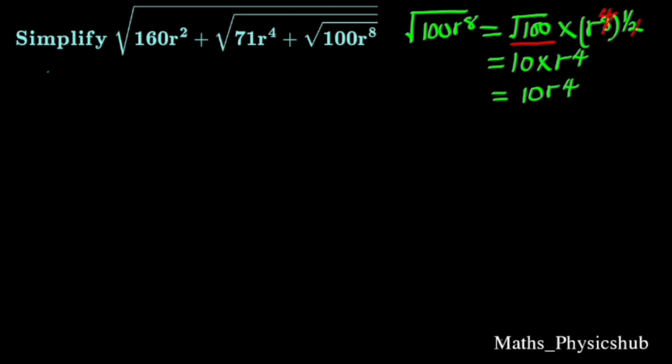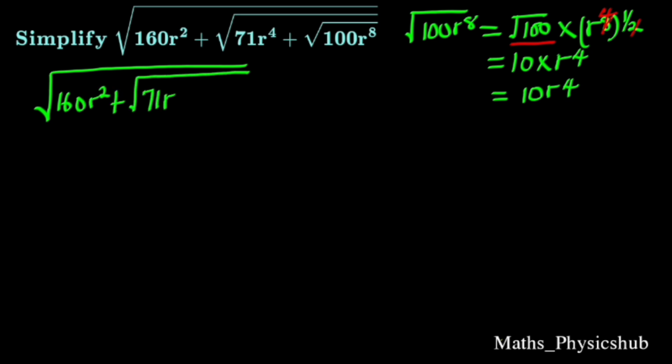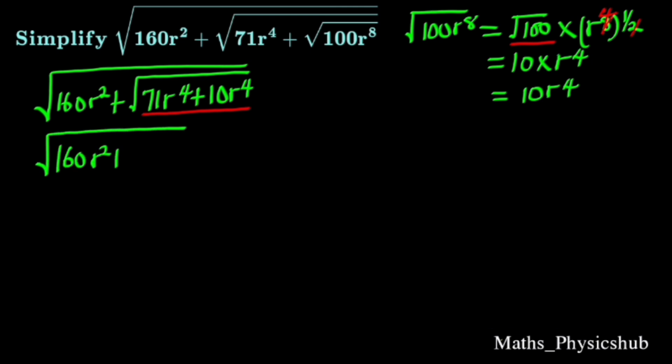Note, for r, we expressed the square root in power so that we can easily divide the powers to get our square root. Next we add the value under one square root. And this will give us square root of 160r power 2, plus square root of 71r power 4, plus 10r power 4. 71r power 4, plus 10r power 4, is 81r power 4. So we have square root of 160r power 2, plus square root of 81r power 4.